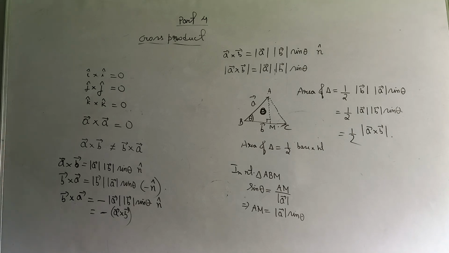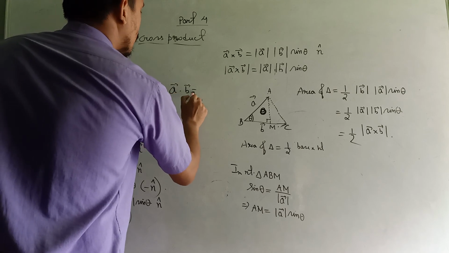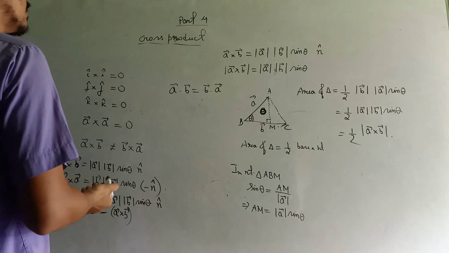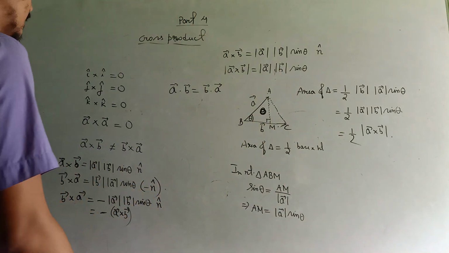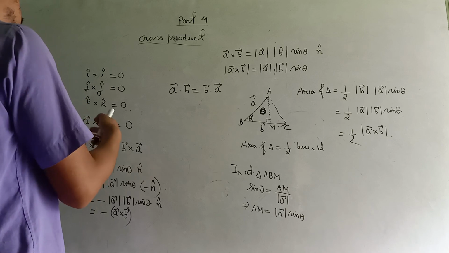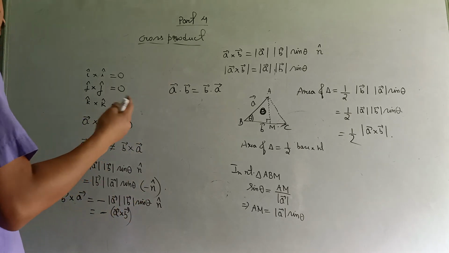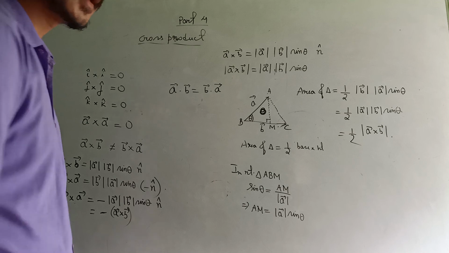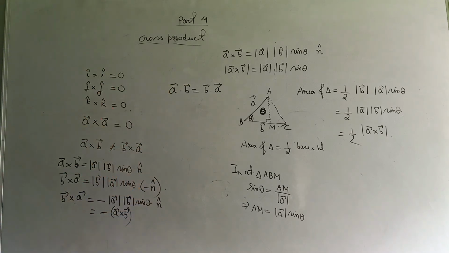But for dot product, A dot B is equal to B dot A, because the product of A dot B is a scalar quantity. But since the cross product of A and B is not a scalar quantity, it's a vector quantity, we cannot say that they are equal. A cross B is not equal to B cross A. Okay, done.